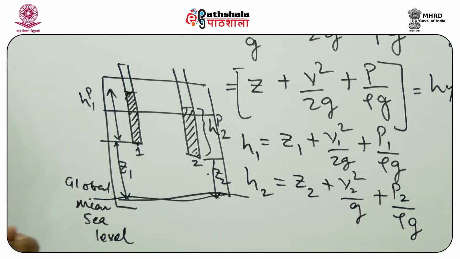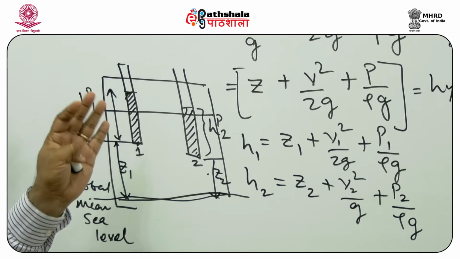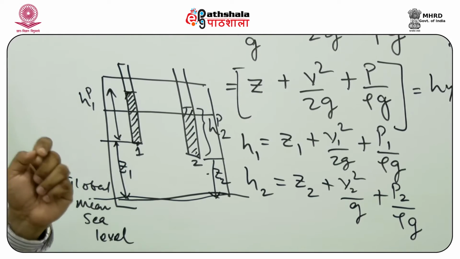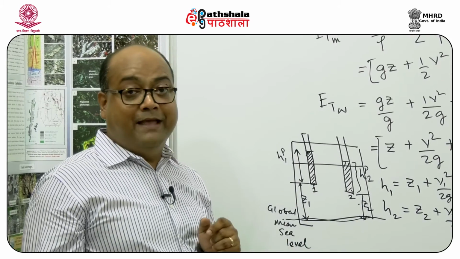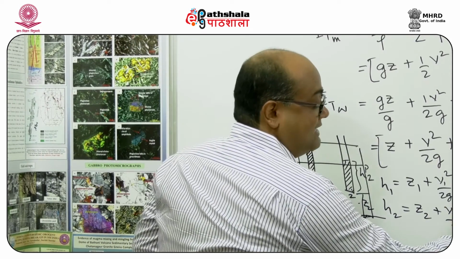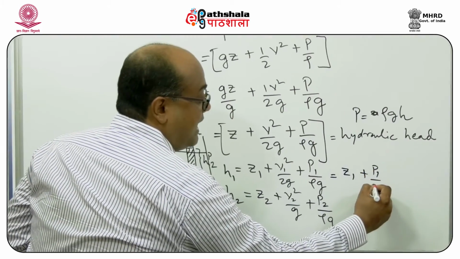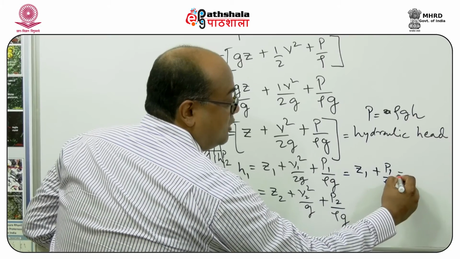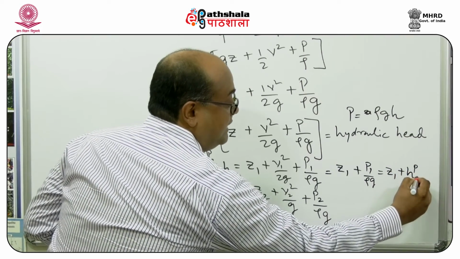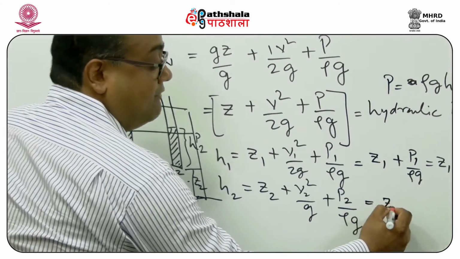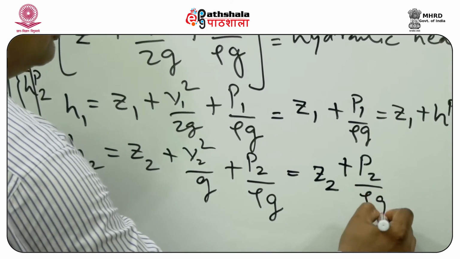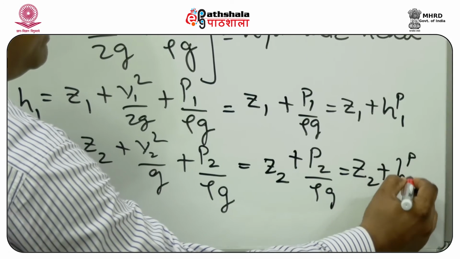Now, what often happens in groundwater flow is that the velocity is generally very, very small. If it's a small term, and we square it, it becomes even smaller. So generally these velocity terms are neglected. If we neglect them, we can rewrite the equation as Z1 plus P1 by rho g, which equals Z1 plus HP1. In the same way, for point 2, we can write Z2 plus P2 by rho g, which equals Z2 plus HP2.